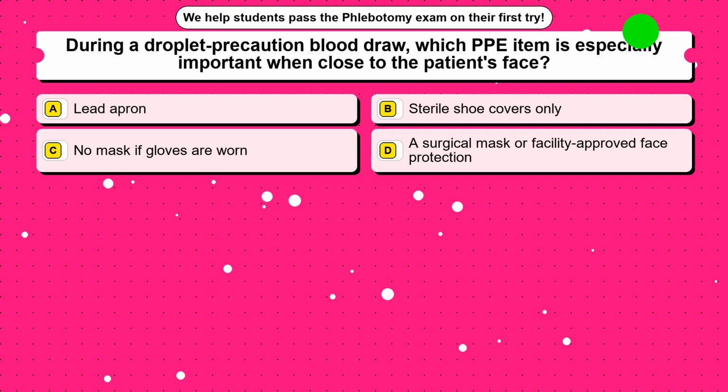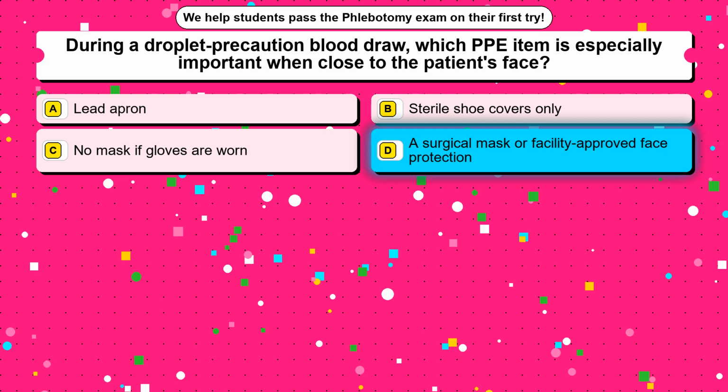Question 16. During a droplet precaution blood draw, which PPE item is especially important when close to the patient's face? Option A. Lead apron. Option B. Sterile shoe covers only. Option C. No mask if gloves are worn. Option D. A surgical mask or facility-approved face protection.